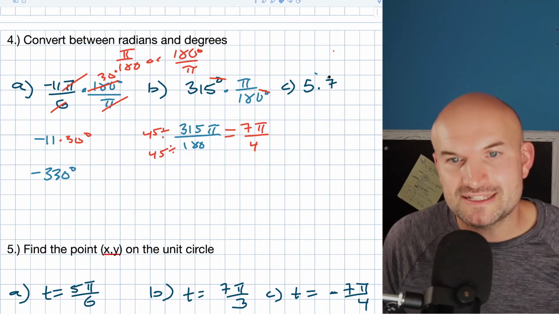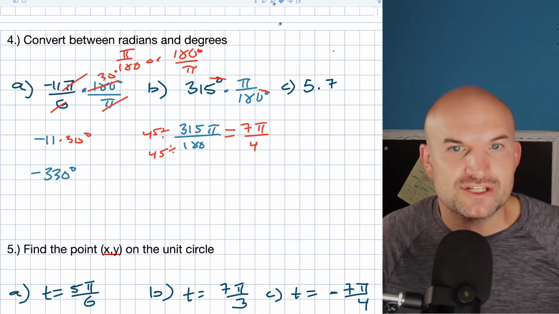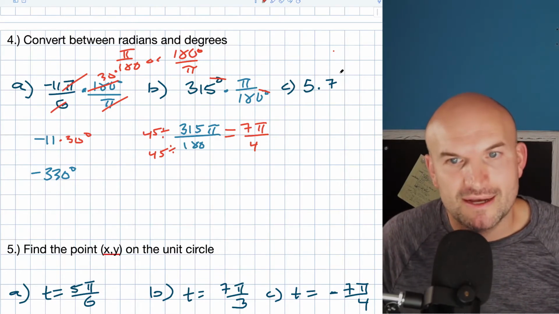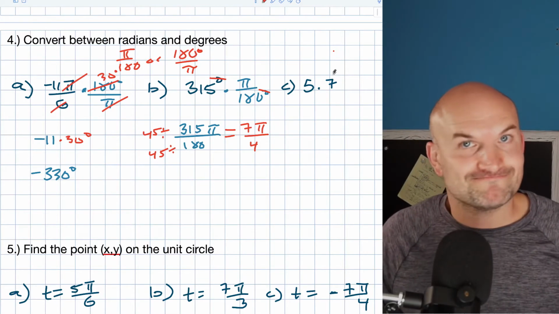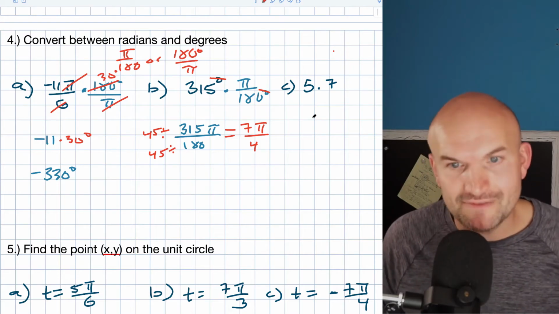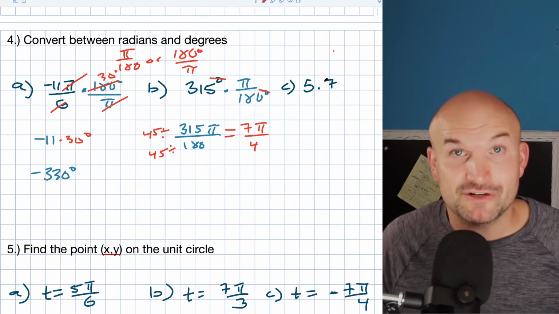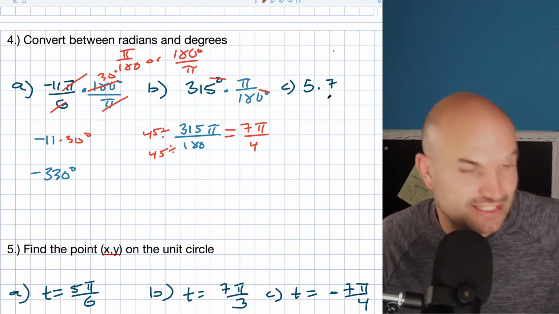Because the common thing that students have is they're like, oh, it's not in terms of pi, so it's not radians. No, it doesn't matter. The main thing is, do you see a degree symbol? No. So if you do not have a degree symbol, then it's not degrees. It is radians. It's just not written in terms of pi.